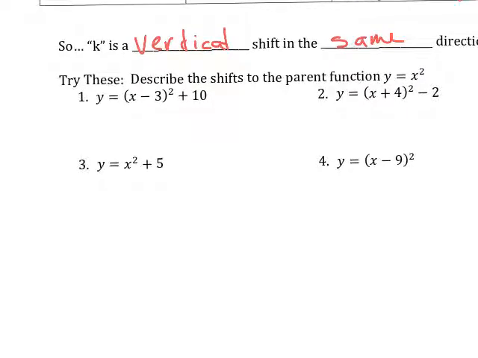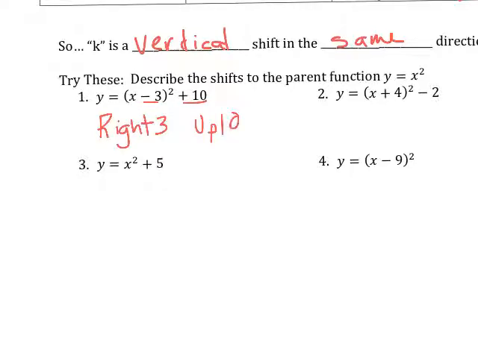Okay, so inside the parentheses is horizontal. So that piece right there is going to make me go right 3 because it's opposite what I would think. And then the number outside the parentheses is vertical, exactly how I would think. So I would go up 10. So I would just say right 3, up 10.